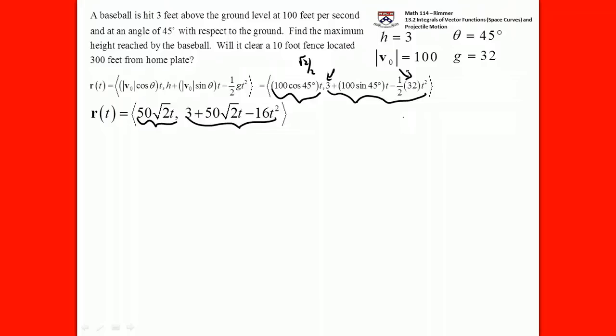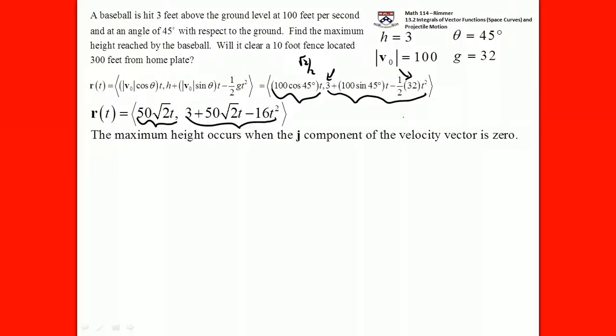Okay? The maximum height reached by the ball. When it reaches that maximum height, the velocity vector will have a 0 j component. So we know the picture for the motion. At that maximum height, the velocity vector comes off tangent, and it's horizontal. It's parallel to the ground. And so we can use that aspect to help us find out how long it takes to reach that maximum height. The j component of the velocity vector should be 0.